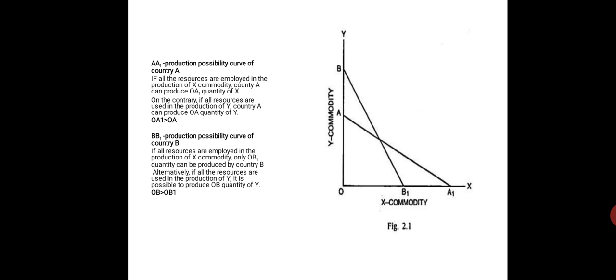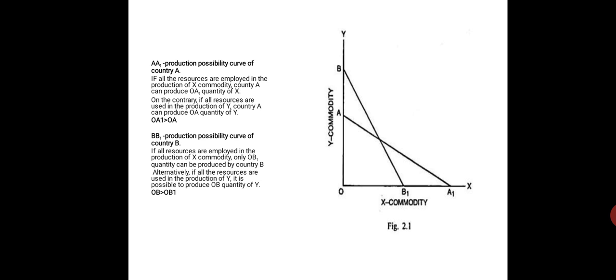And BB1 is the production possibility curve of country B, which shows how much of X and how much of Y can be produced by country B with the given level of factors of production. Okay, so BB1 is the production possibility curve of country B. Now let's start with country A and the production possibility curve AA1. Suppose the nation is using the whole resources. Country A is employing all the resources in the production of X.